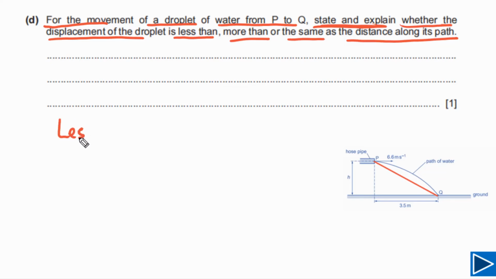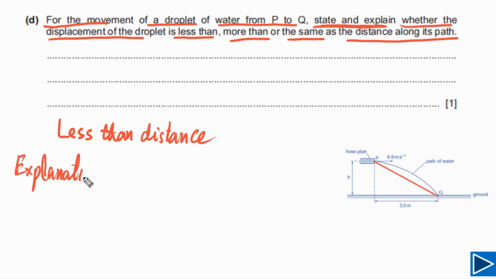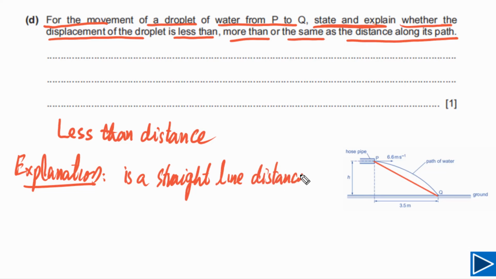So we will state displacement is less than distance. This is the statement you have given. Displacement is less than distance. Why is it less than? Now you need to explain. So here you need to write down the explanation for that. Because displacement is a straight line distance, straight line distance from P to Q. So this is our explanation. From P to Q. So this is how you can answer.